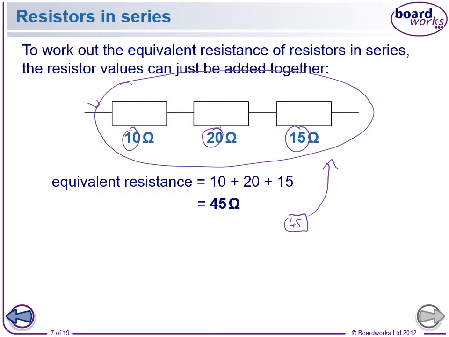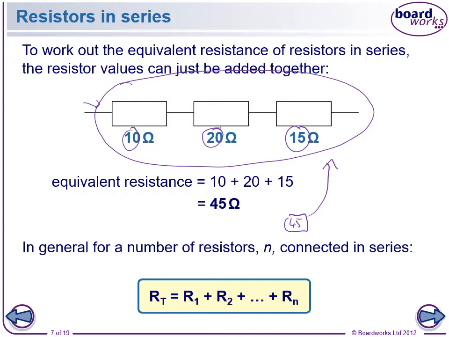So we could remove those 3 and just replace it with a single 45 ohm resistor, and it would be exactly the same. So there is our formula to calculate the total resistance. We use RT to mean our equivalent resistance or our total resistance. To calculate RT for any number of resistors connected in series, the formula is just we add them all together, the resistance of each one added together.